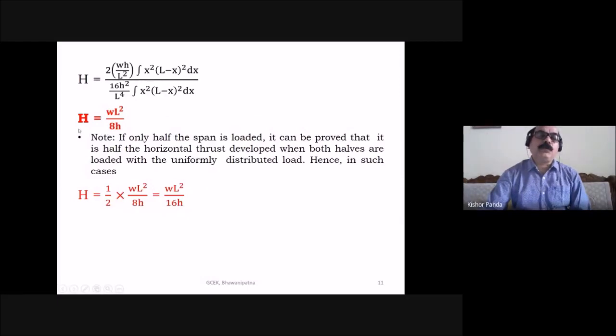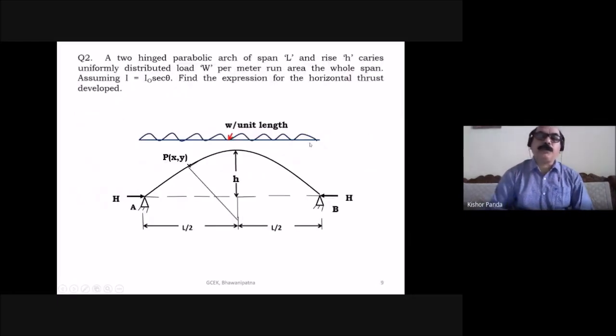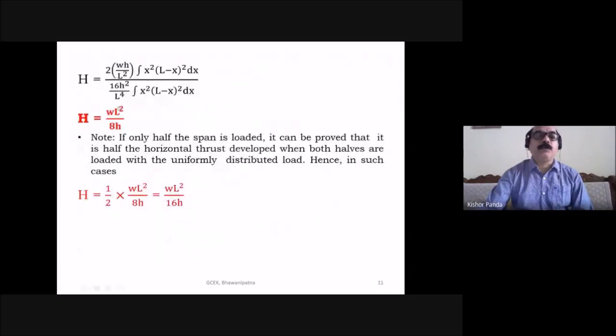When the full length of the two-hinged arch is loaded, the horizontal thrust is equal to WL squared by 8h. Now you are clear how to find this when there is UDL throughout the span, or on a half portion. This is the formula you have to remember: WL squared by 8h, and for a half portion WL squared by 16h.